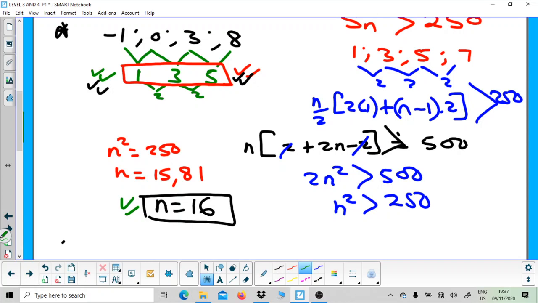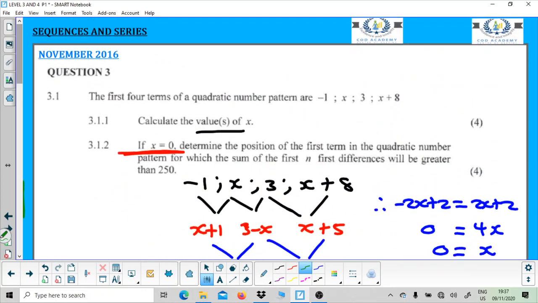I didn't hear if it was a yes or a no. Okay, well, let's go. It is T17 on this one. Determine the position. So the position will be 17. The 17th position, if you must.